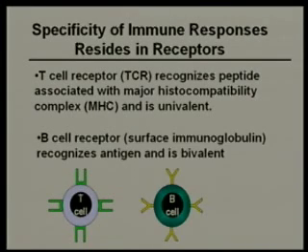In contrast to the B cells, which recognize antigens and it's bivalent, so it can recognize two. And it doesn't need to recognize the antigen in association with the MHC complex at all. So uniqueness of the T cell is that it recognizes an antigen in context with the MHC molecule and that it's univalent. And each T cell expresses one receptor. Well, it expresses many receptors, but it is specific for one antigen, very similar to the B cell.